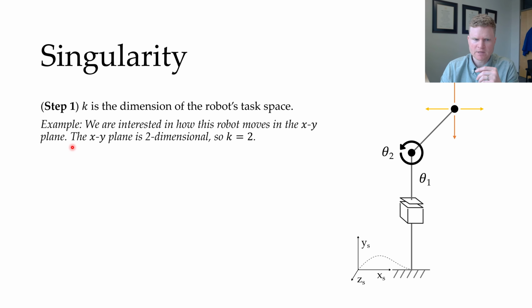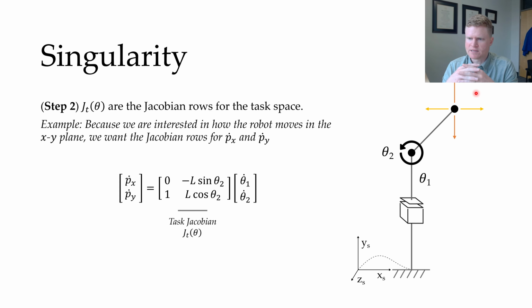So to get started, let's talk about the dimensions of the robot's task space. Sticking with the exact same robot we've had before, here I've just drawn it in a different configuration, a different joint position. What I want to think about is the way that this robot moves in the X and Y plane. So here my task space is two-dimensional. It's just the XY plane, up and down, left and right. So I'm interested in how my robot moves in this XY plane, and K is equal to 2 for this example.